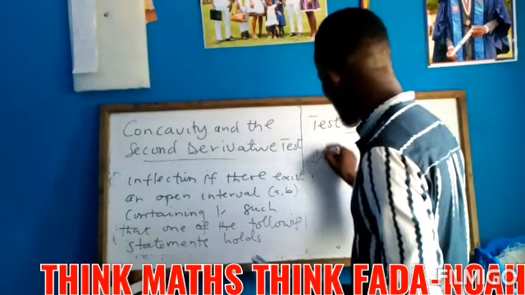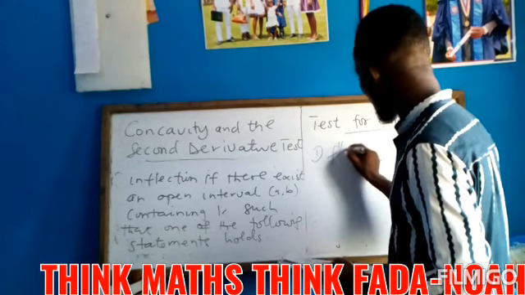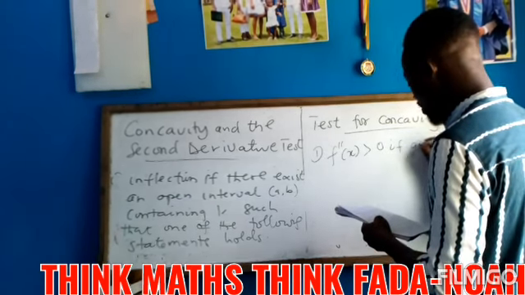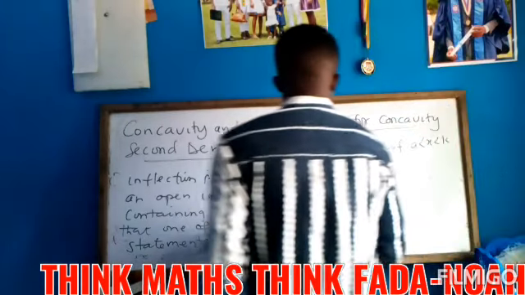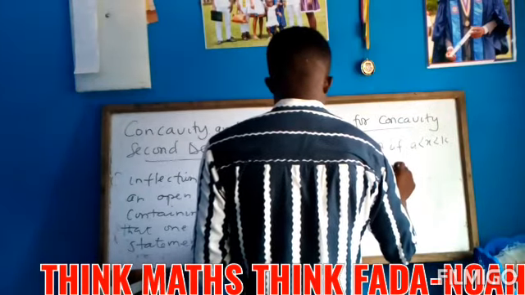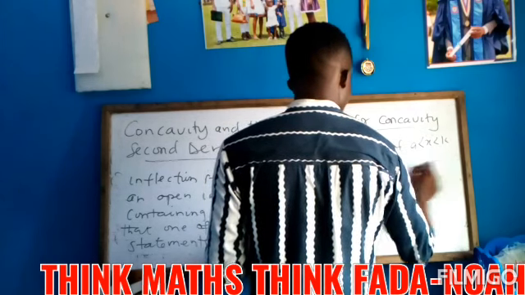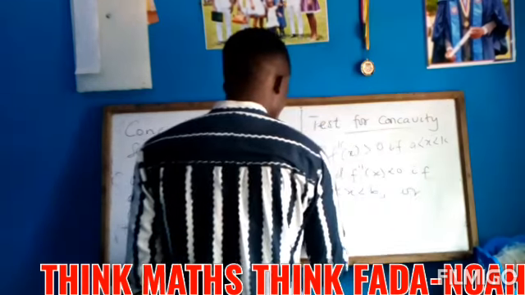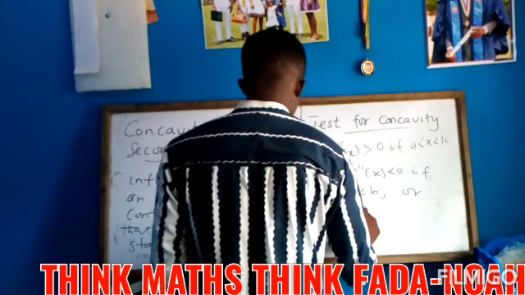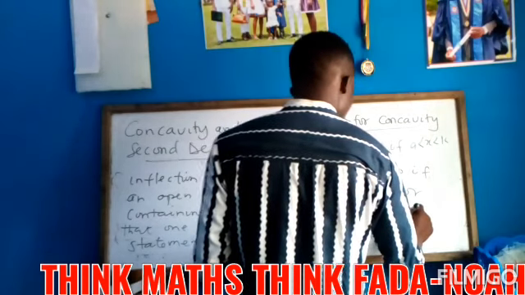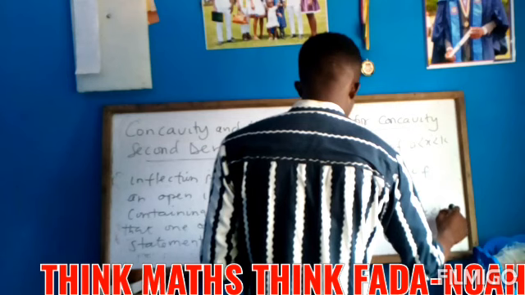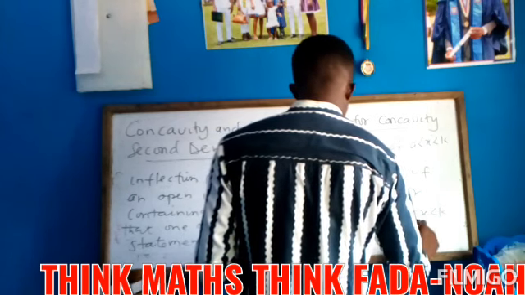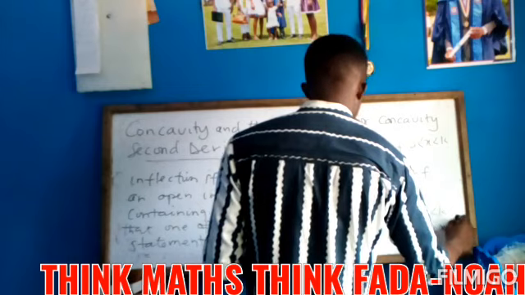So we look at number 1 of those statements. Say f prime prime of x is greater than 0 if a is less than x less than k, and f prime prime of x is less than 0 if k is less than x less than b, or number 2, f prime prime of x is less than 0 if a is less than x less than k, and f prime prime of x is greater than 0 if k is less than x less than b.